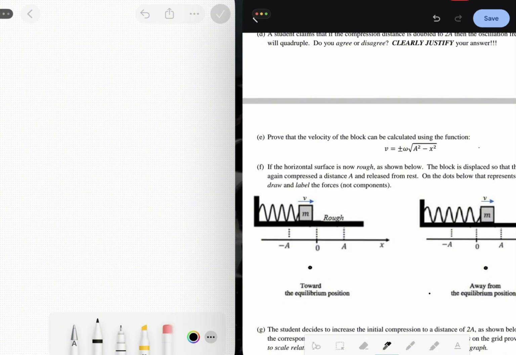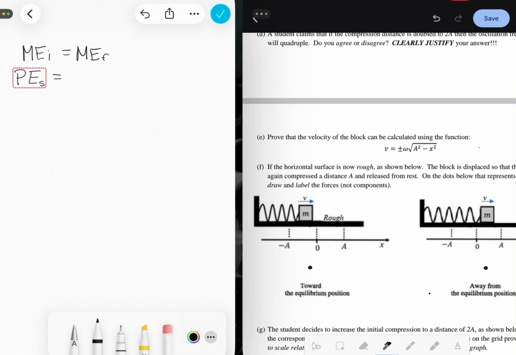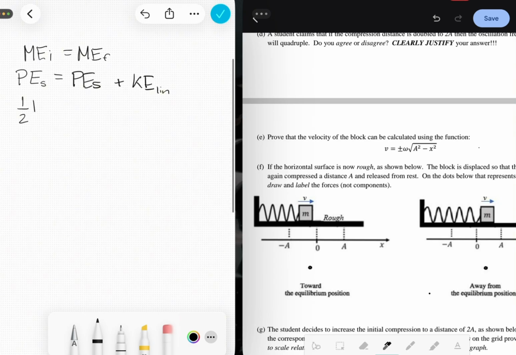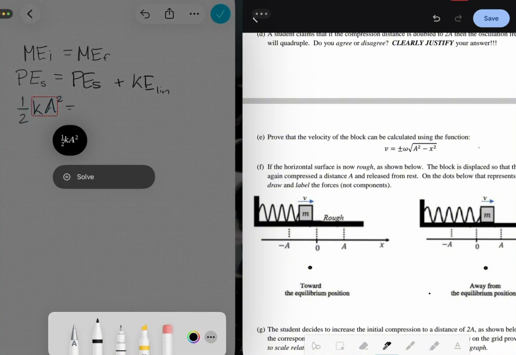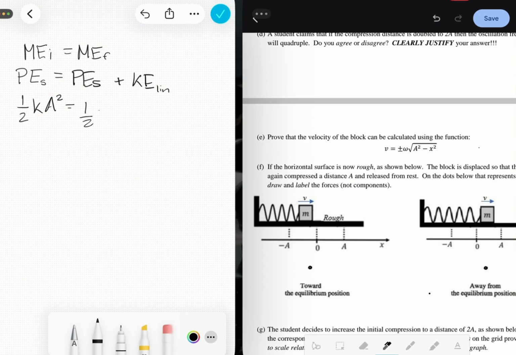For part E, I'm gonna start with ME_i equals to ME_f. And for ME_i, there's a spring at first, so there's gonna be PES. And there's no velocity, so there's no KE. And for the other side, it's gonna be PES plus KE linear. And for PES, it's going to be 1/2 kA squared equals to 1/2 kx squared plus KE, which is 1/2 mv_f squared. And all the terms have 1/2, so I'm just going to cancel that out.